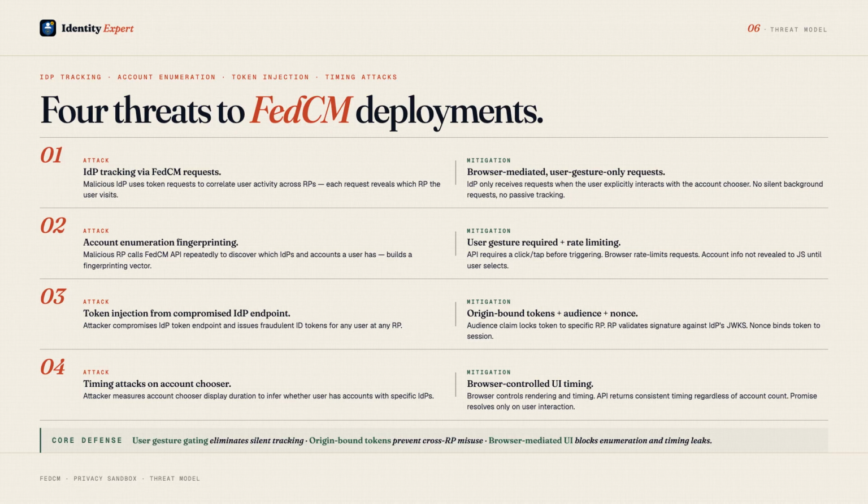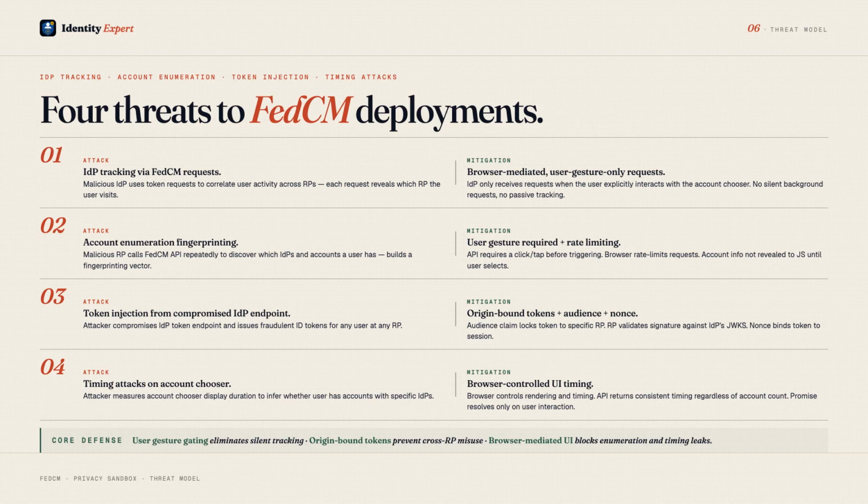Threat 3. Token injection if the identity provider endpoint is compromised. If an attacker compromises the IDP's token endpoint, they could issue fraudulent ID tokens for any user. Mitigation. Tokens are origin-bound. The audience claim locks the token to a specific relying party. The relying party must validate the token's signature against the IDP's published keys, and the nonce binds each token to a specific authentication session.